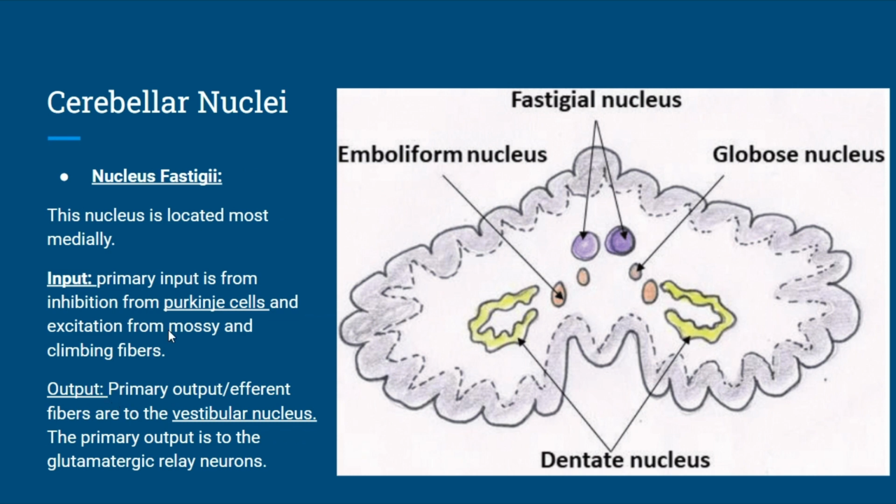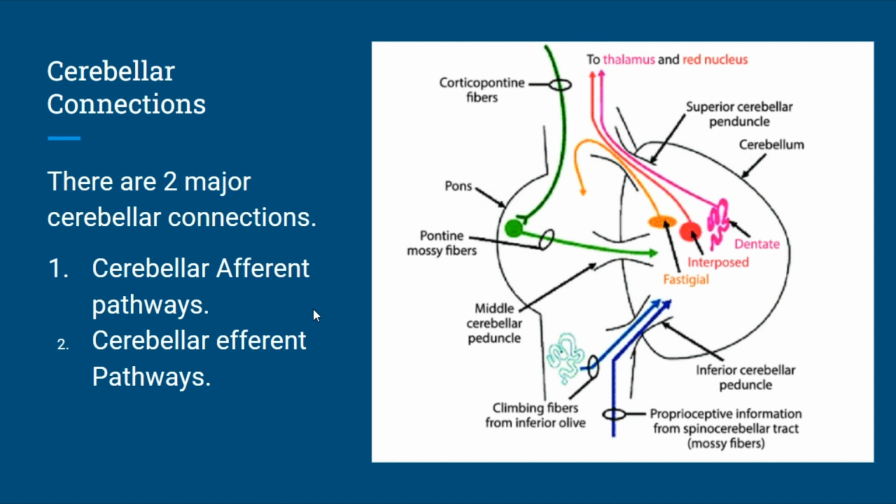The final cerebellar nucleus that we are going to discuss is the nucleus fastigiae, or fastigial nucleus, and these are present most medially. So these two purple circles that you look at here in the image are the fastigial nucleus. Their input is primarily inhibition from Purkinje cells and excitation from the mossy and the climbing fibers, and their output, or the efferent fibers, are to the vestibular nucleus, and their primary output is to the glutamatergic relay neurons.